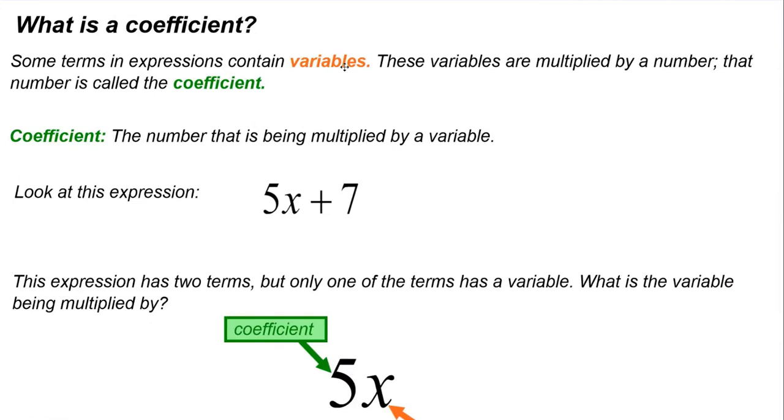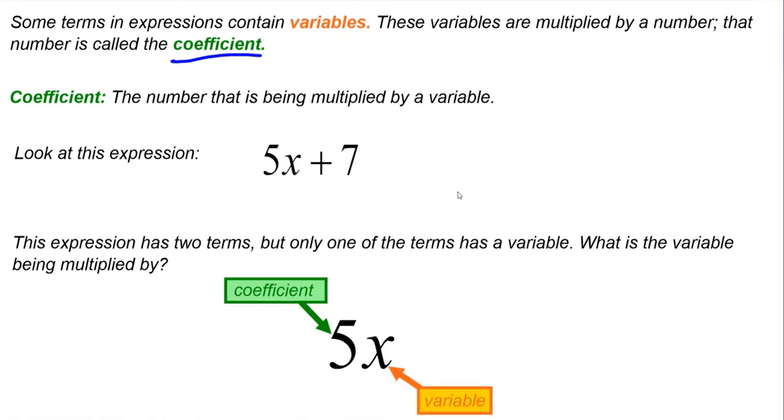Next, what is a coefficient? Some terms in expressions contain variables, and we know what variables are. Those are the letters that represent something that's changing or unknown. These variables are multiplied by a number, and that number is called the coefficient. A coefficient is the number that's being multiplied by a variable.